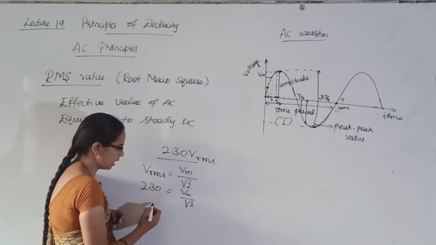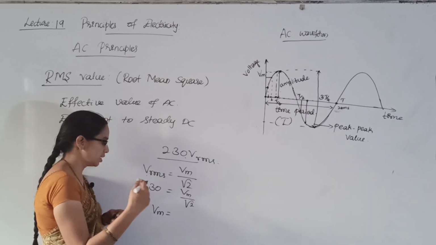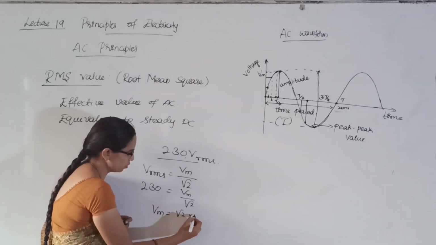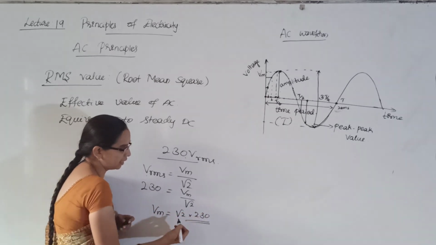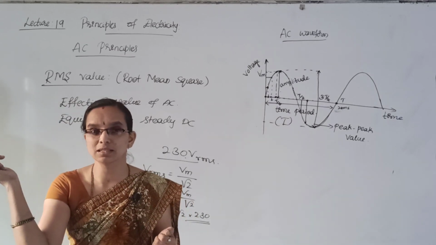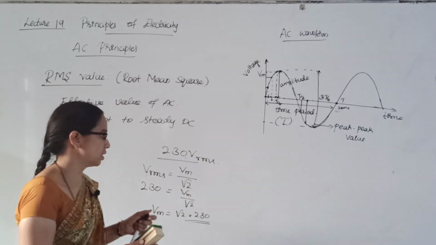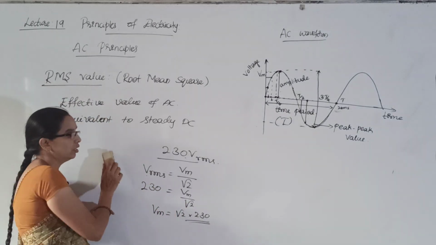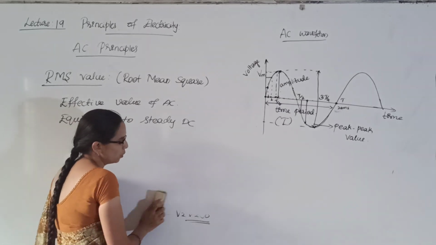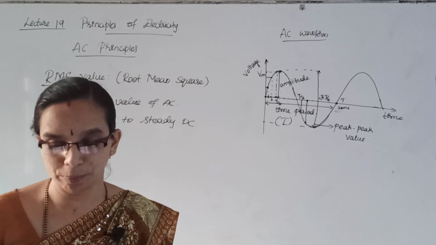From this you can calculate what is the peak value of the AC signal that is coming inside. What is that? Root 2 into 230. Calculate this, you will get to know the peak value of the AC signal that is supplied from the electrical company, somewhere around 325 volts or something. Calculate it and you will come to know the peak value of the AC signal that you are getting into your home.